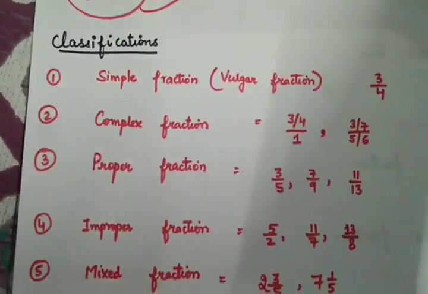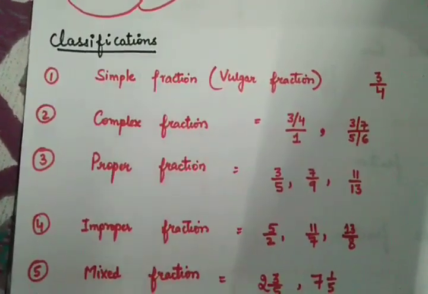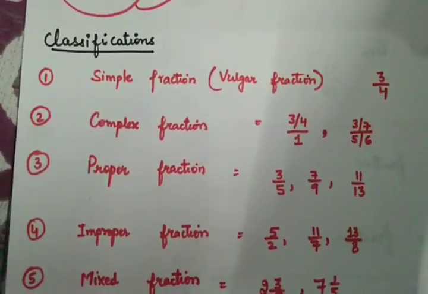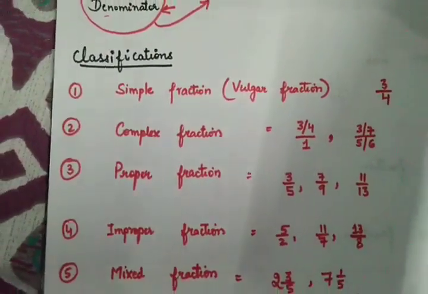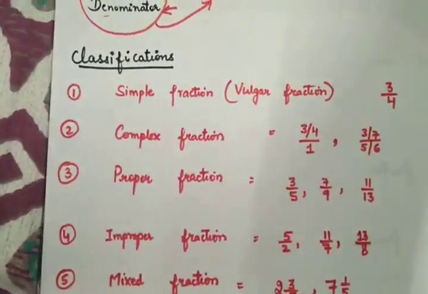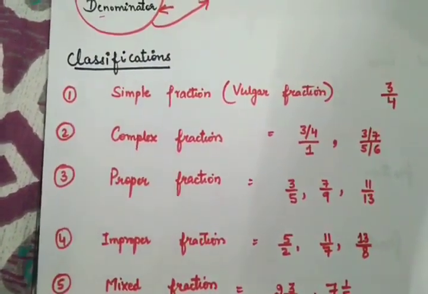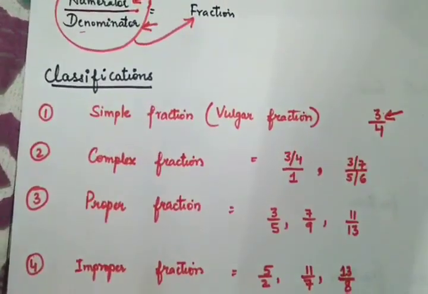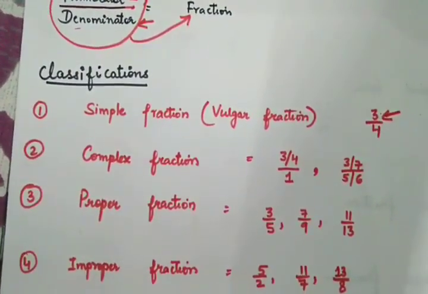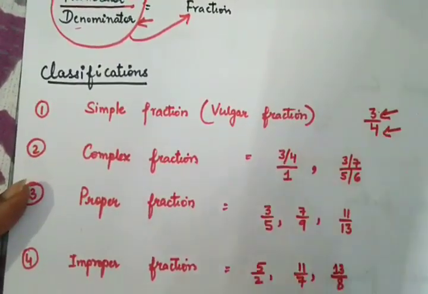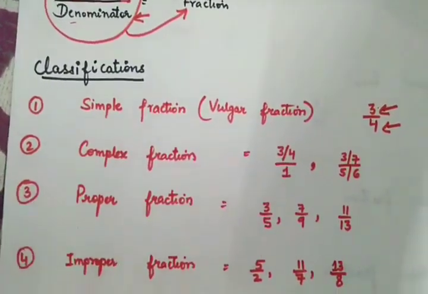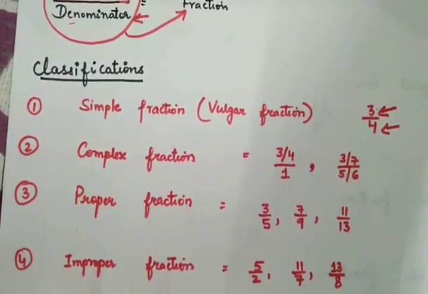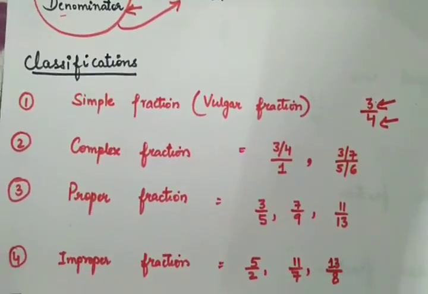Now let's see how the fractions are actually divided into different categories. So what are the classifications of it? The first one is simple fraction, or you can also call it vulgar fraction. If you have a simple number written on the numerator part and a number written on the denominator part, that is known as your simple fraction. You can also call it a vulgar fraction. That means a simple number above, a simple number down, is categorized as a simple fraction.